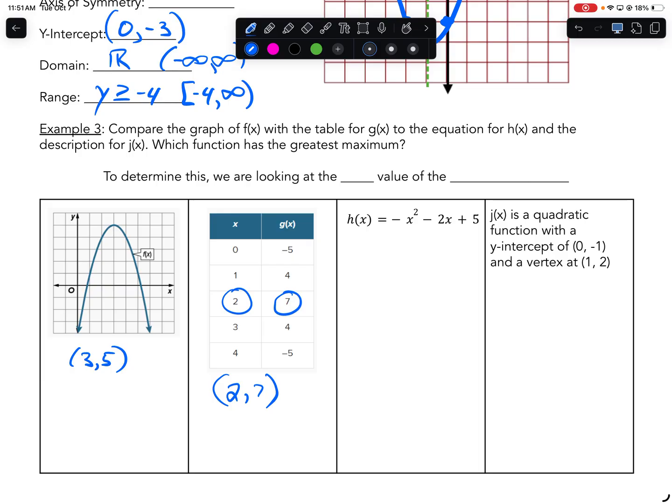Okay. How do we figure out the maximum of the next one? We got to identify A, B, C. That's correct. A is -1, B is -2, C is -5. Or +5, I mean.